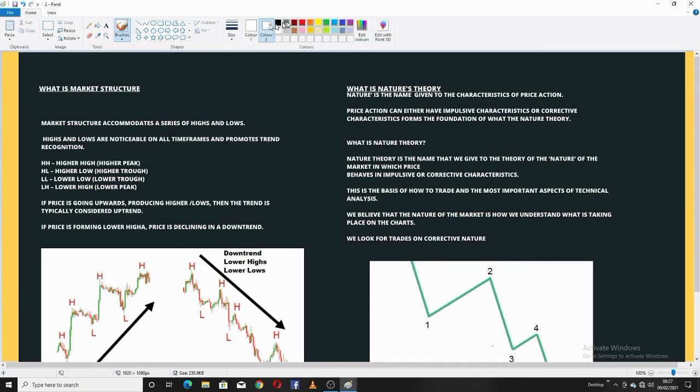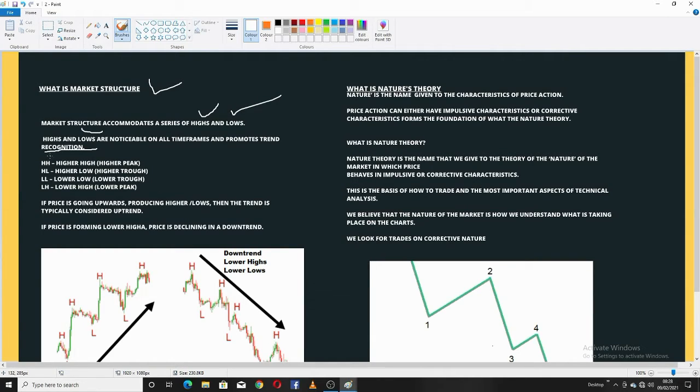So today we are talking about structure. What is market structure? This is just a summary of what market structure is. I want everyone to have an idea. Market structure accommodates a series of highs and lows. Highs and lows are noticeable on all time frames and promote trend recognition.